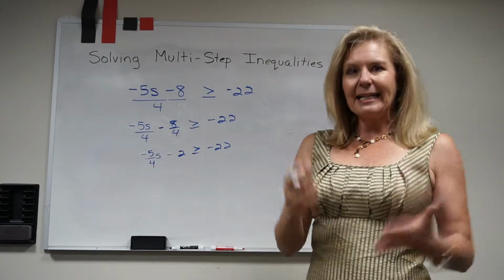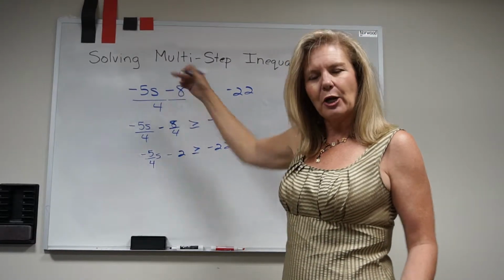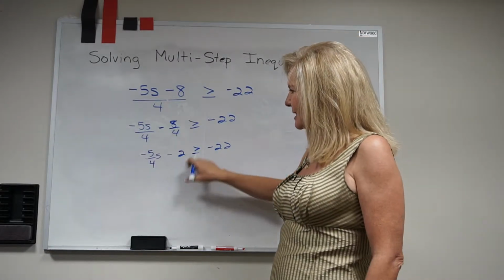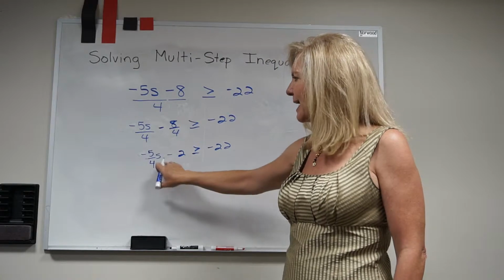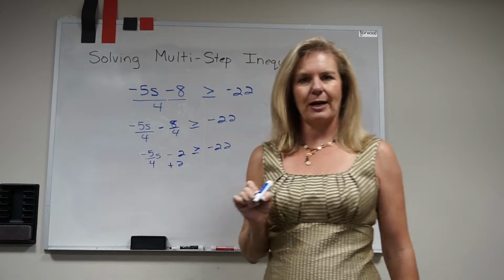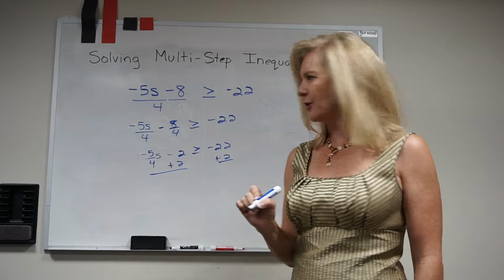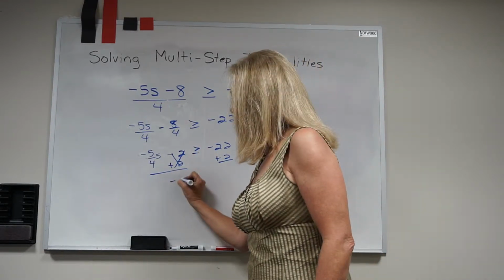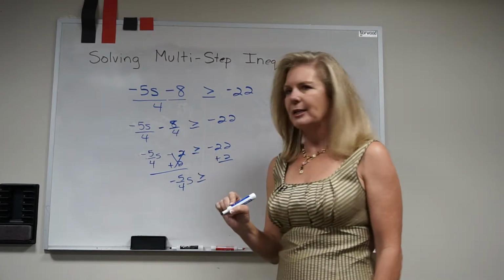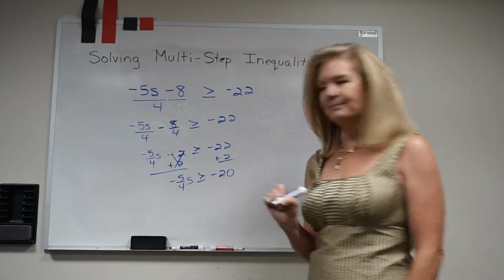Now, I need to do multiple steps in solving these, and just like we did with our equations, we're going to back our way out of the order of operations. So the first thing I need to do is get rid of this -2 so that I can get this s by itself. So I'm going to use the inverse operation of subtraction, which is addition, but whatever I do on one side, I need to do on the other. Now these are going to cancel out, and I'm left with -5/4s. I'm just going to bring down this greater than or equal to, and -22 plus 2 gives me -20.